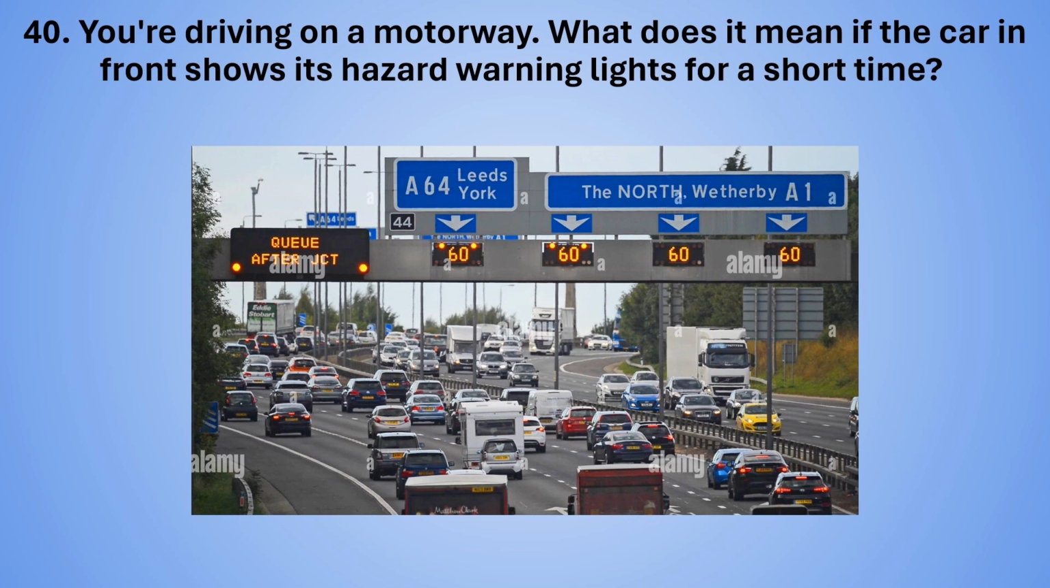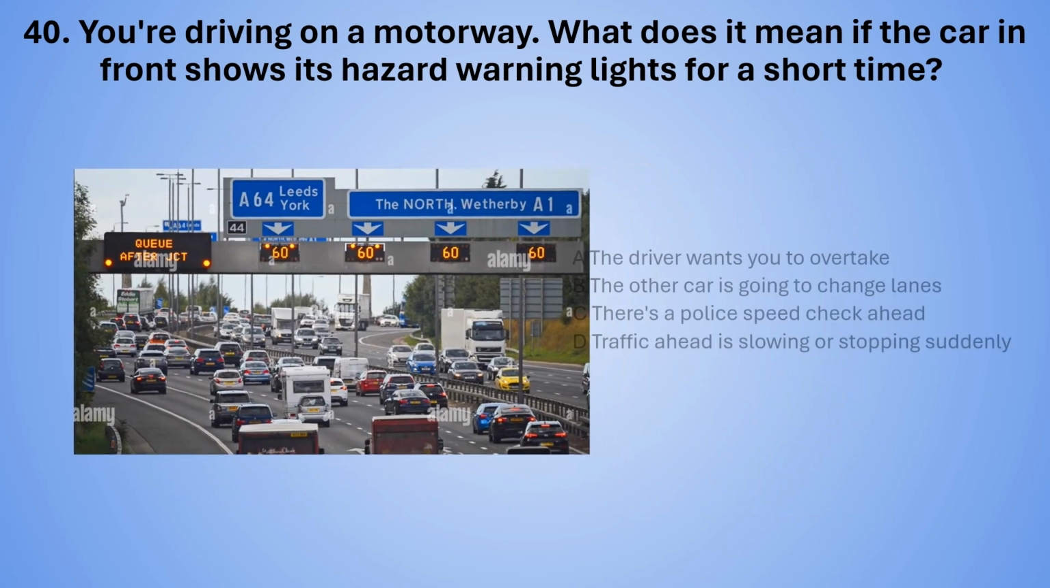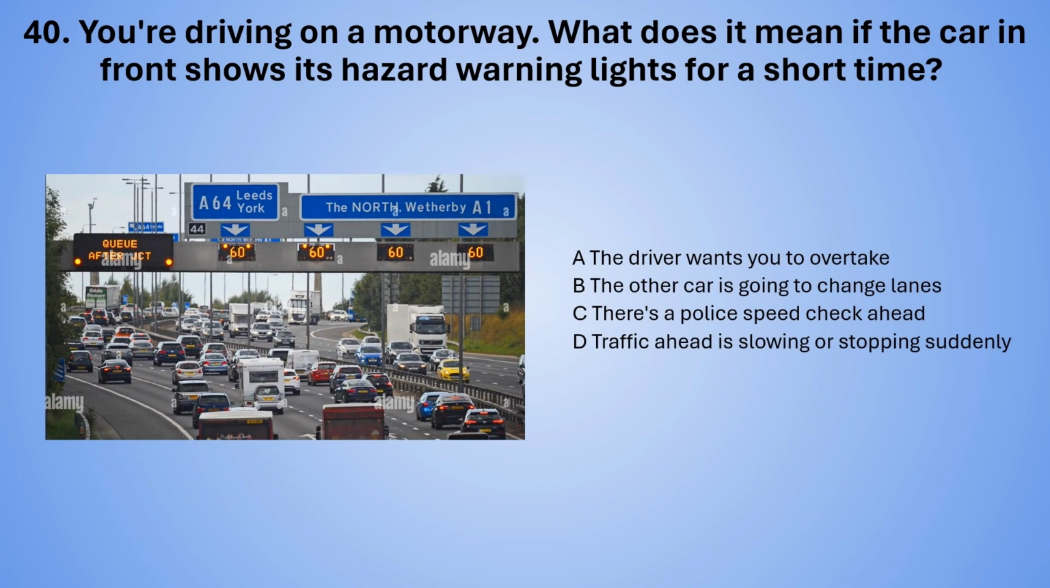Question number 40. You are driving on a motorway. What does it mean if the car in front shows its hazard warning lights for a short time? A. The driver wants you to overtake. B. The other car is going to change lanes. C. There is a police speed check ahead. Or D. Traffic ahead is slowing or stopping suddenly.